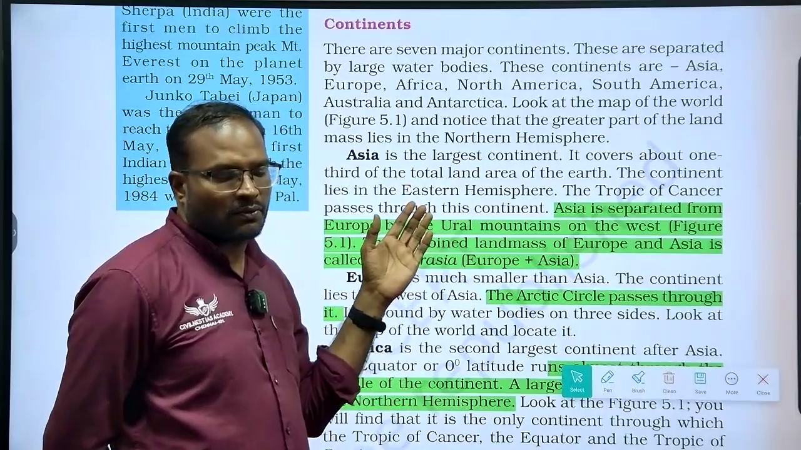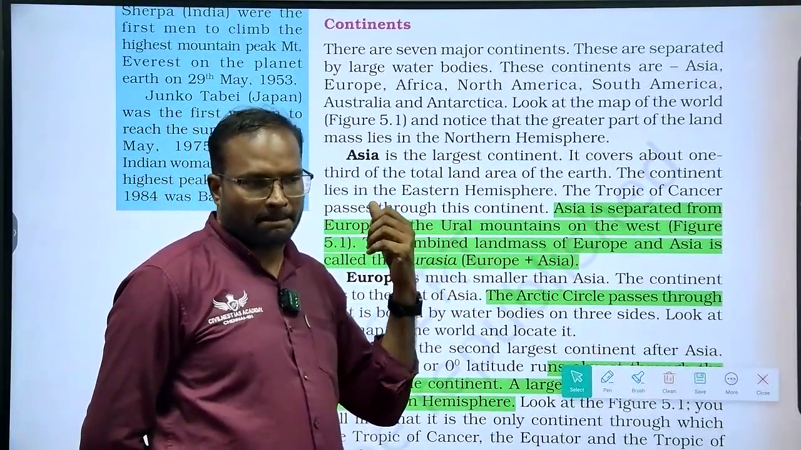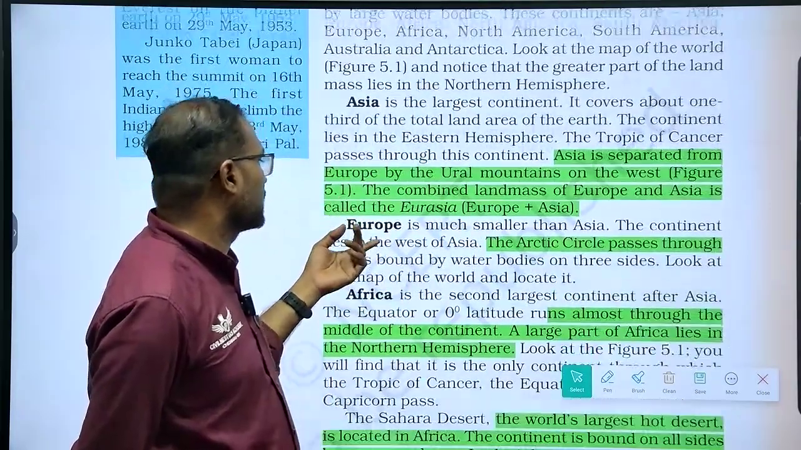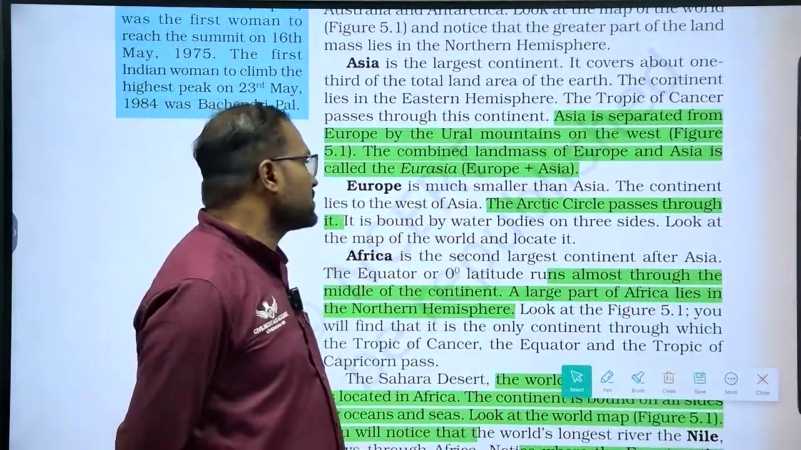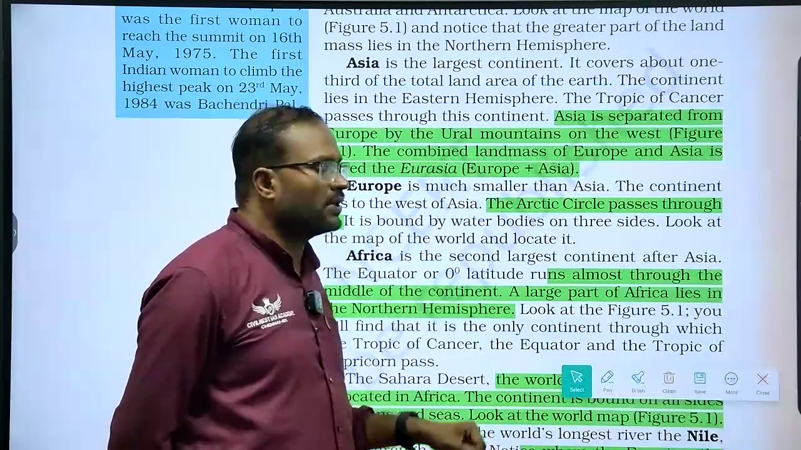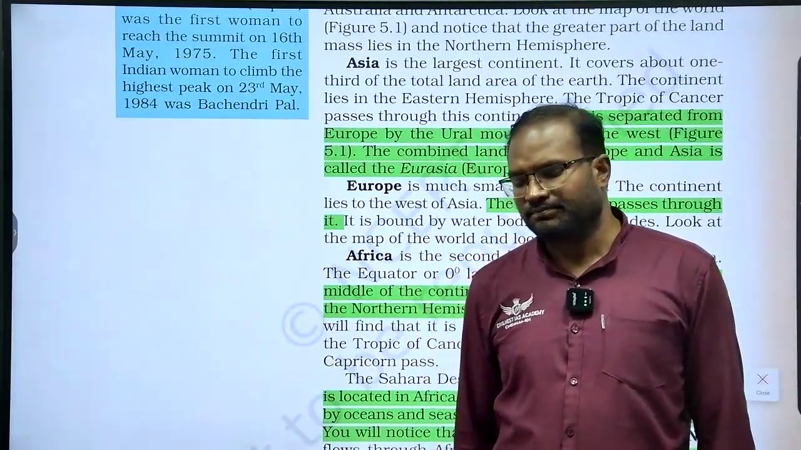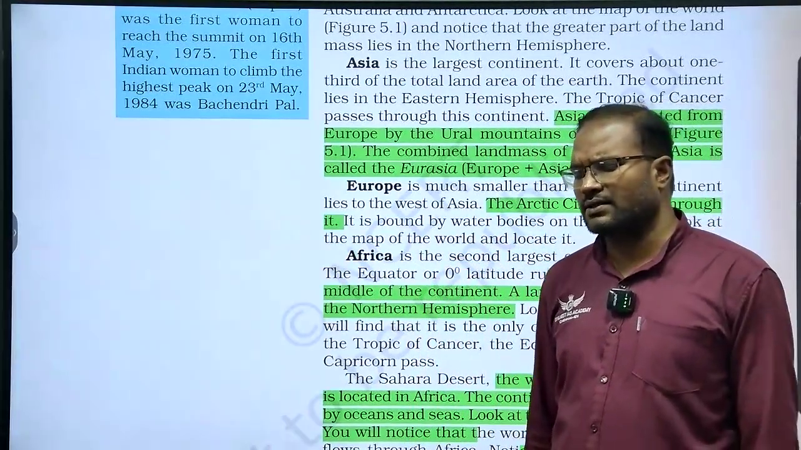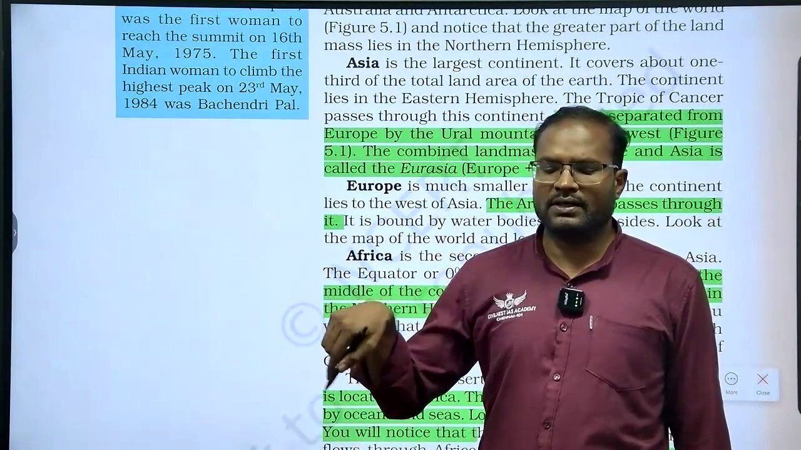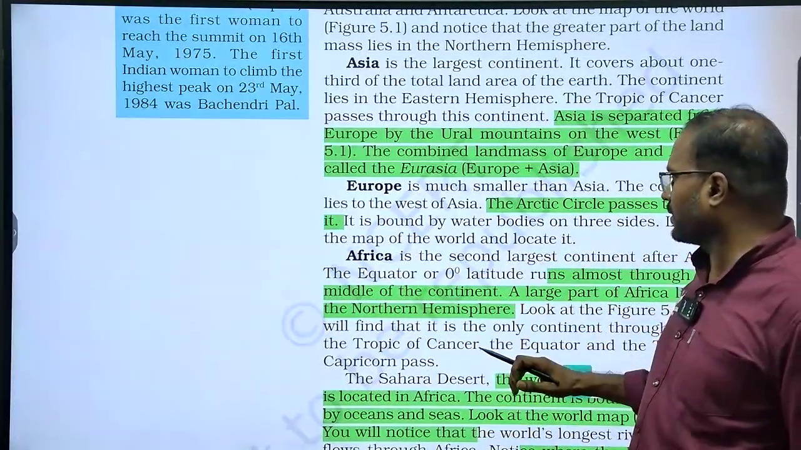So which of the following mountains separates Asia from Europe? It means the Ural Mountains. Then Europe is much smaller than Russia. The Arctic Circle passes through it. So which of the following continents does the Arctic Circle pass through? Yes, Europe as well as North America. In North America, it is Canada. So Canada hosts the Arctic Circle, and in Europe also the Arctic Circle passes.